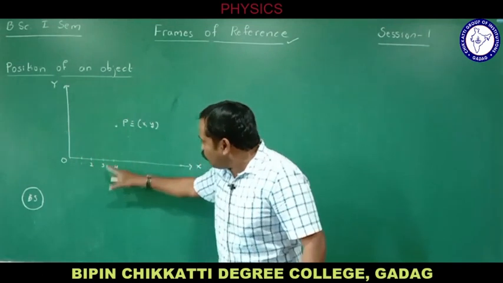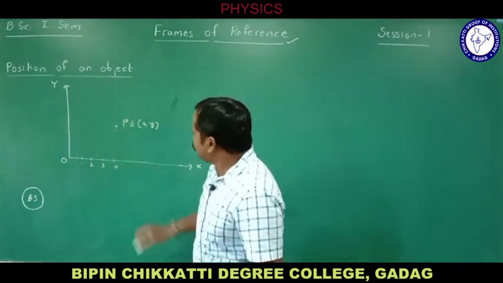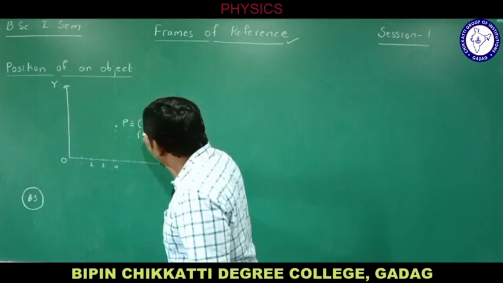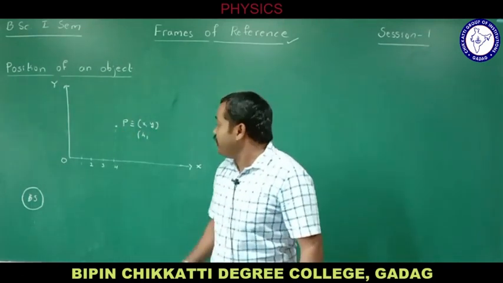Along the x-axis, what is this position? If I find this position, the position is 4, right? What is the position of point P along the y-axis?